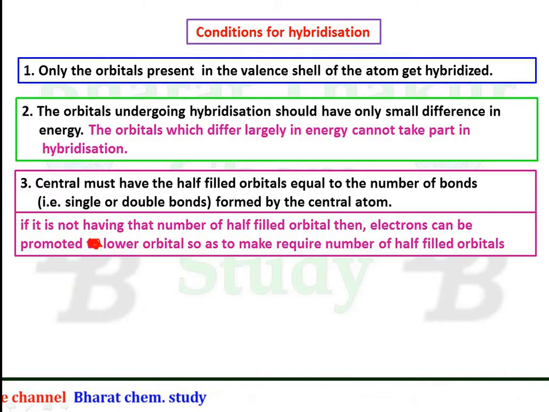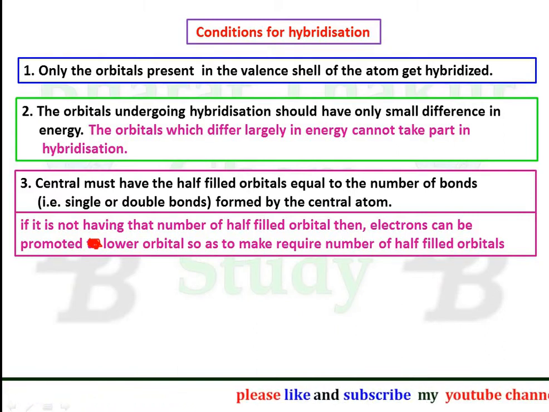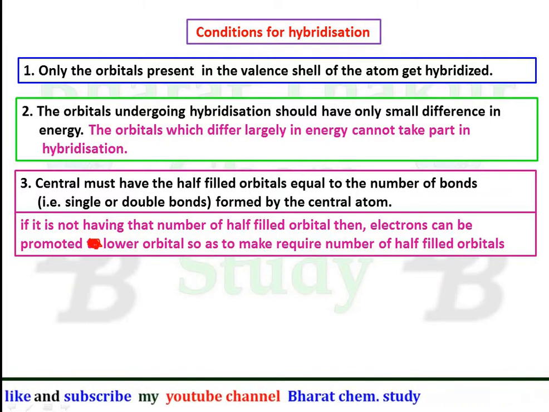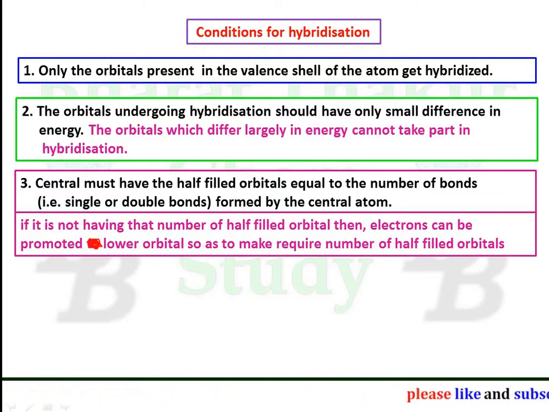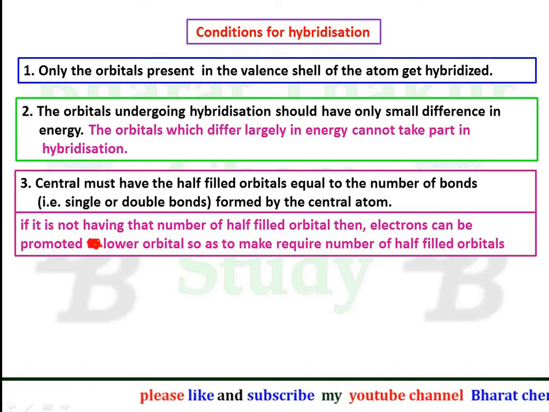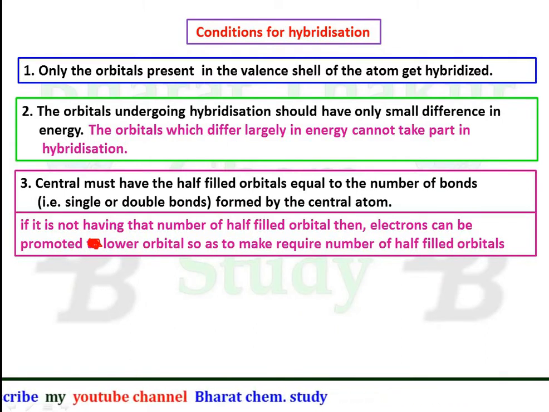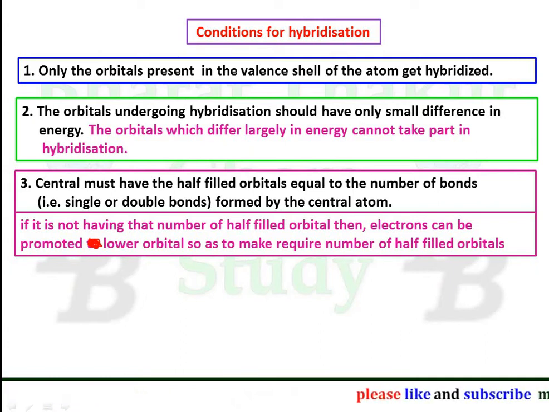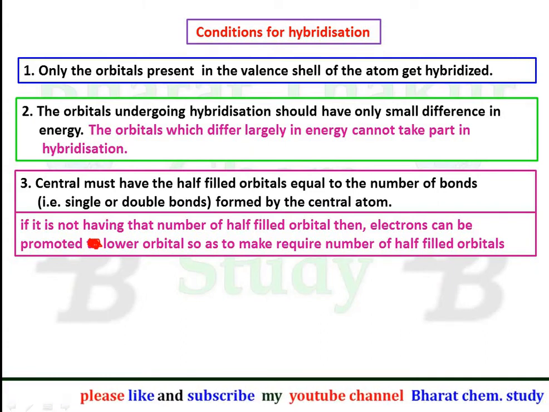सेंट्रल एटम के पास उतने हाफ फील्ड ऑर्बिटल होने चाहिए जितने कि उसने टोटल बॉन्ड बनाने हैं, चाहे वो सिंगल हो चाहे डबल हो. अगर उसके पास उतने हाफ फील्ड ऑर्बिटल नहीं है तो सेंट्रल एटम अपने लोअर ऑर्बिटल से जिसकी शेल की वैल्यू सेम हो इलेक्ट्रॉन प्रमोट करके एम्प्टी ऑर्बिटल में भेजेगा ताकि उसके उतने हाफ फील्ड ऑर्बिटल बन सके जितने उसने बॉन्ड्स बनाने हैं.